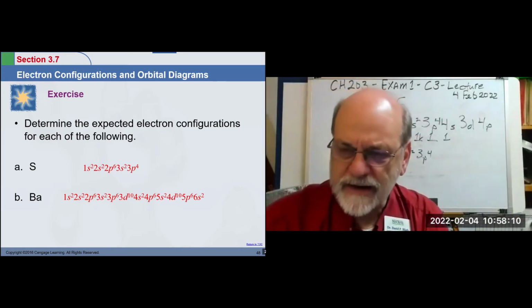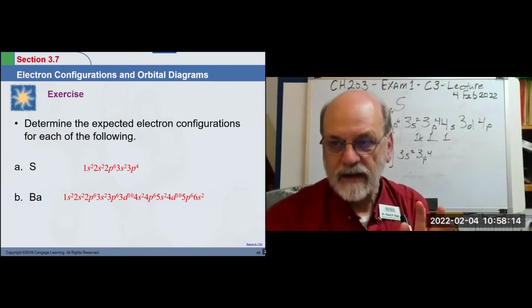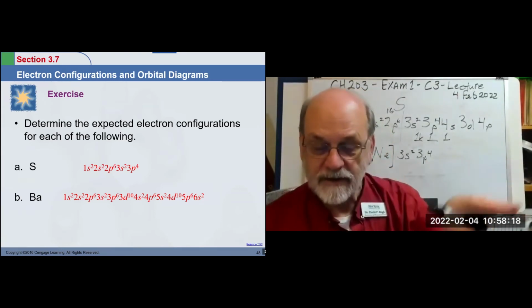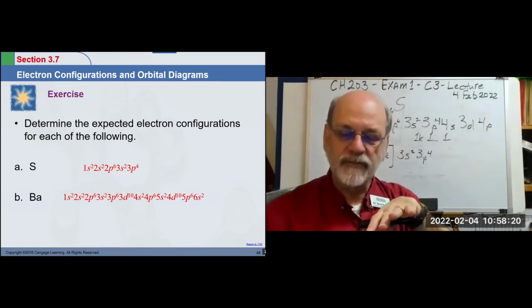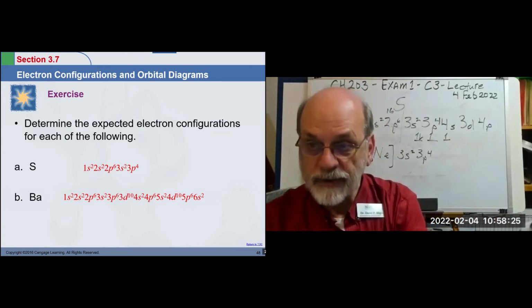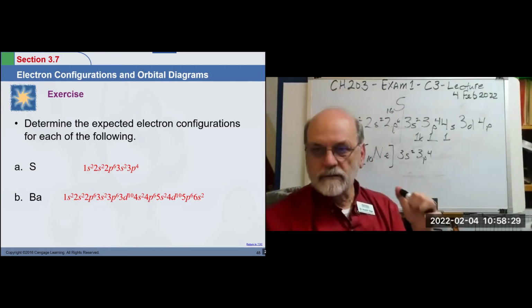So I hope you're getting a little bit of a taste, an idea of how the table is built. And once you understand how it's arranged and how you step through it, electronically speaking, you can use the periodic table to build your electronic configuration. You don't have to use that diagonal diagram.